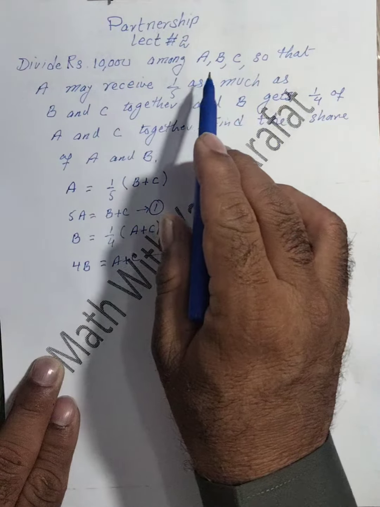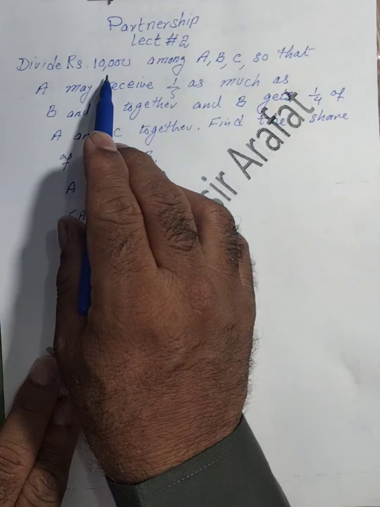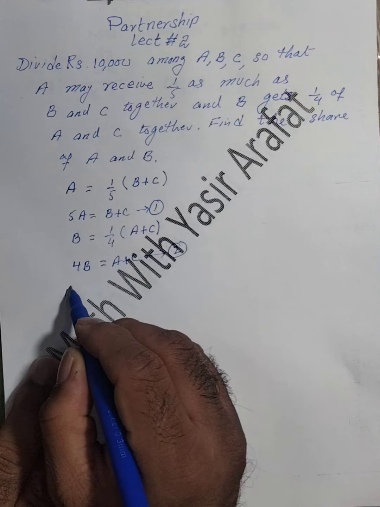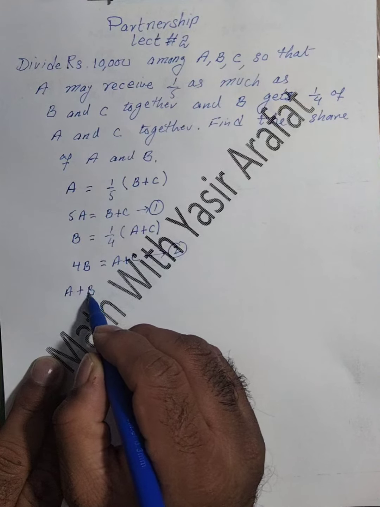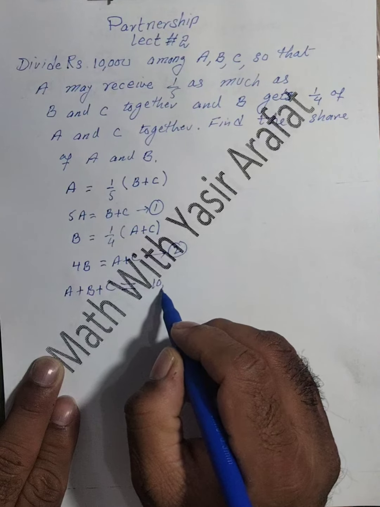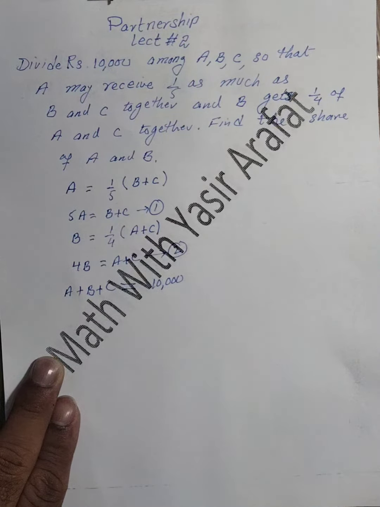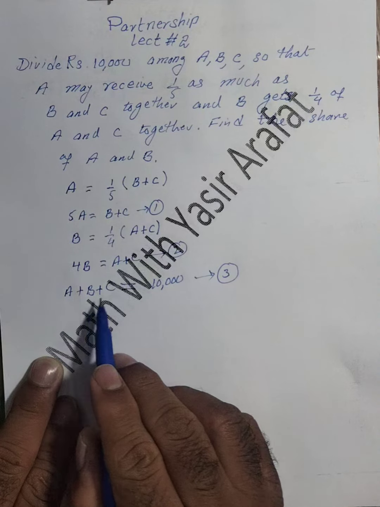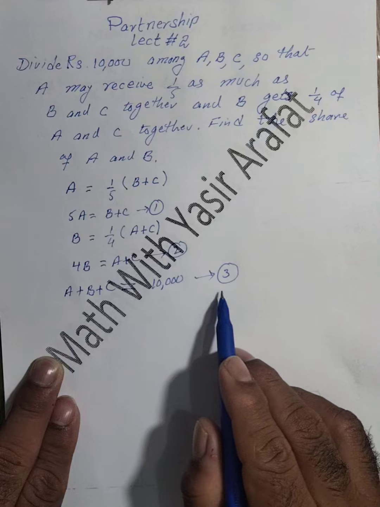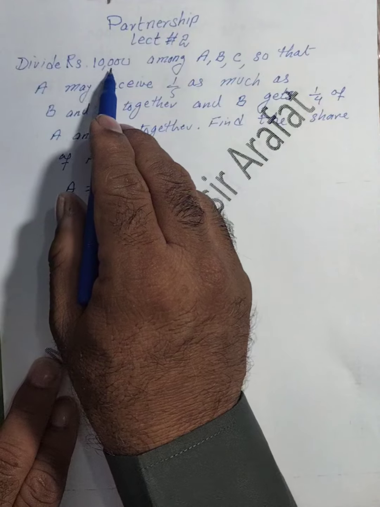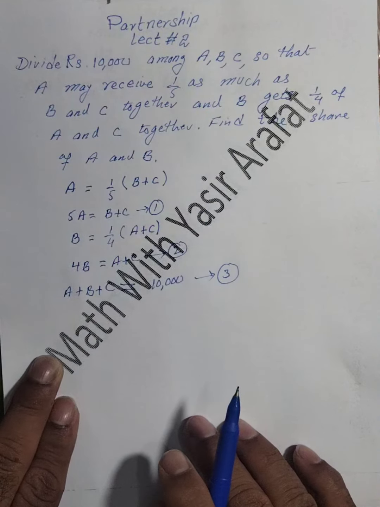Now here, we have to divide 10,000 among A, B, C. That means their shares A plus B plus C will be equal to the total amount which we have divided among A, B, C. So this is equation number 3. A plus B plus C is equal to 10,000 because their sum will be equal to the total amount which we have divided among A, B, C here.